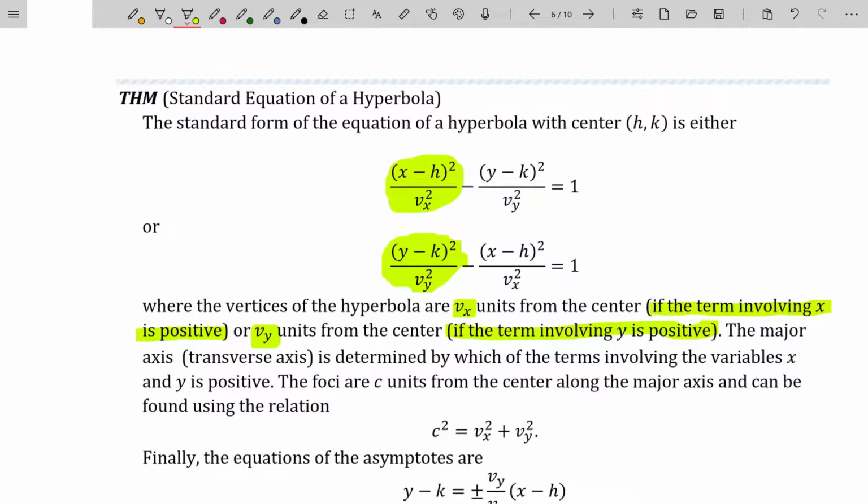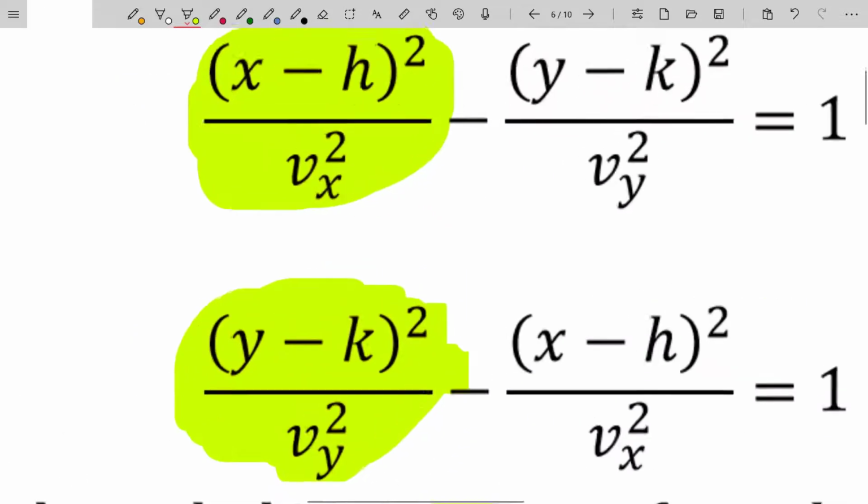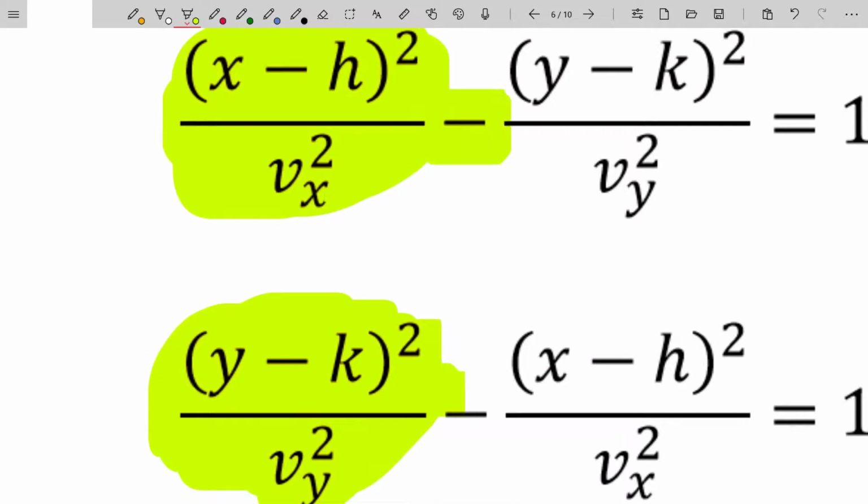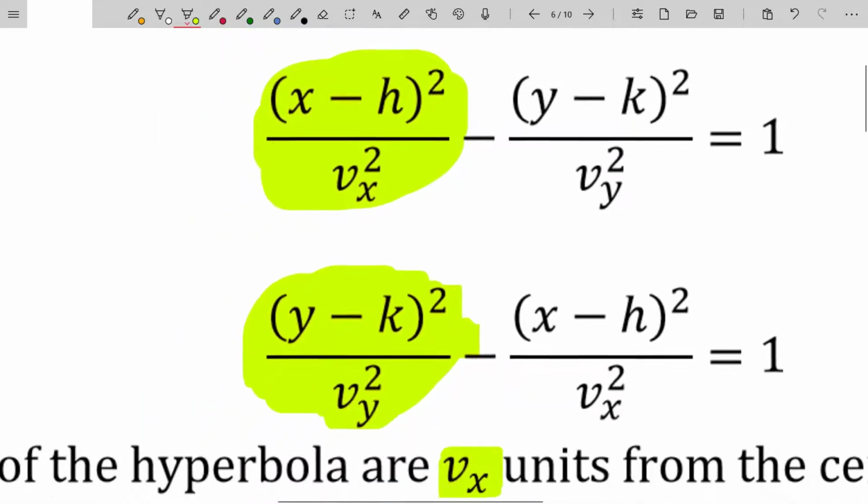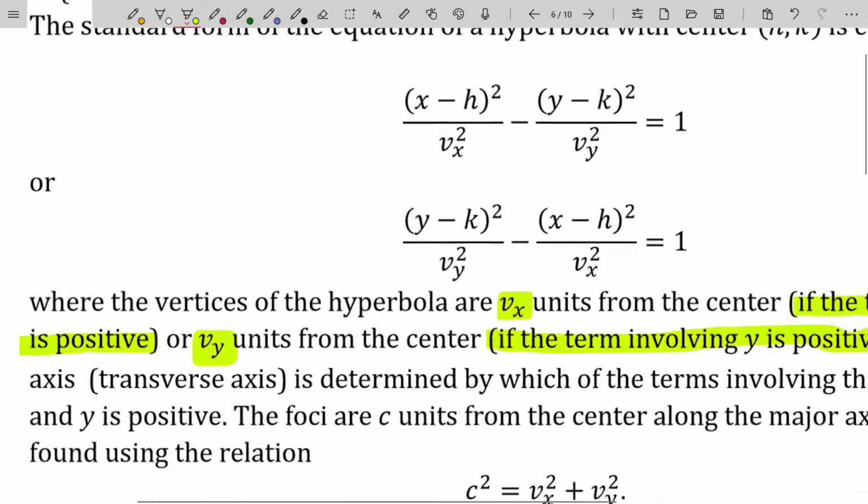So essentially the difference between the hyperbola equation and the equation of the ellipse is that this is no longer an addition of two terms, it's a subtraction of two terms. And when you have subtractions, order totally matters. A minus B is completely different than B minus A. And so we do have to be very careful with that.